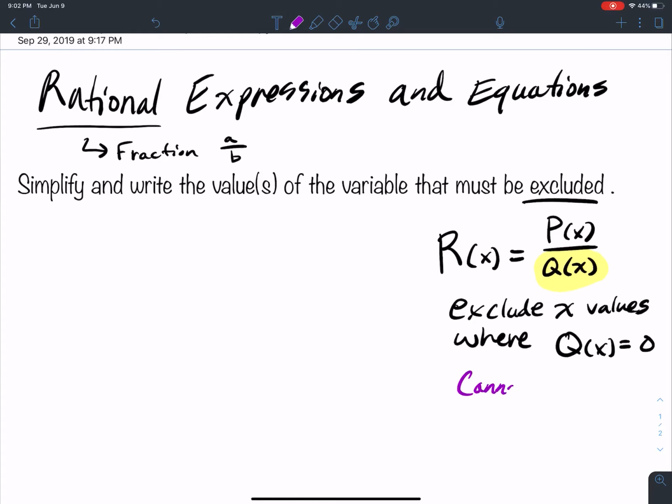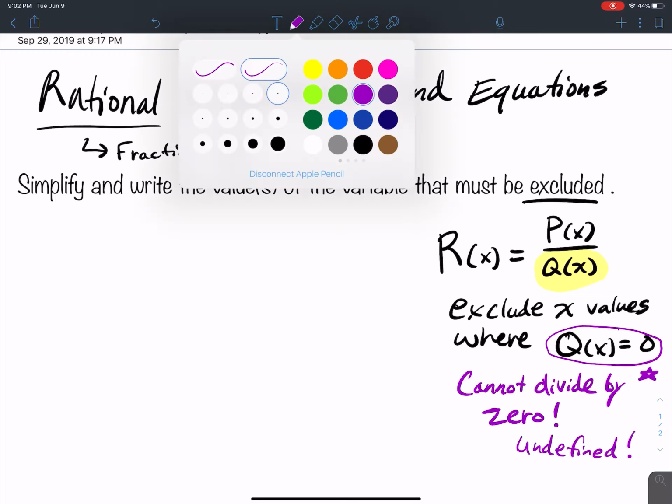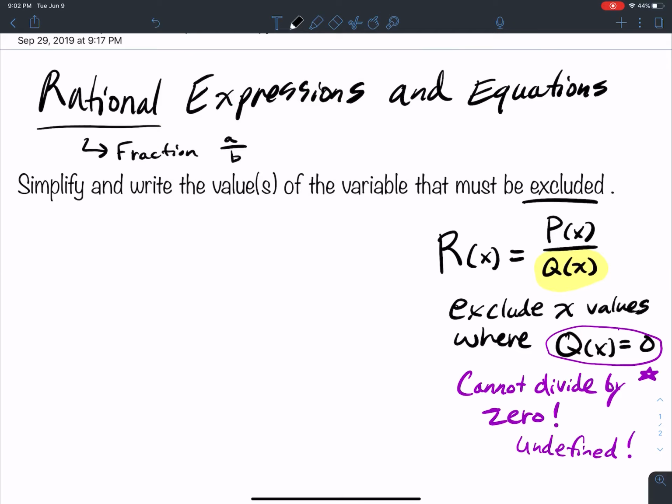You cannot divide by 0. Just can't do it. Right? It's undefined. Dividing by 0 is undefined. So we got to avoid it. Sometimes it's easier to figure out what not to do, and then avoid that, than it is to figure out all the things that we actually can do, okay?